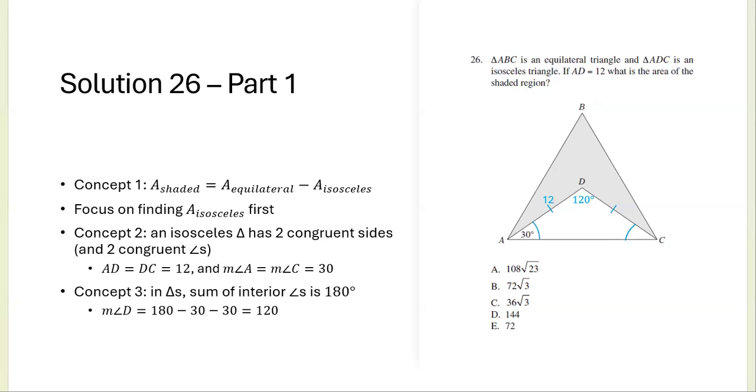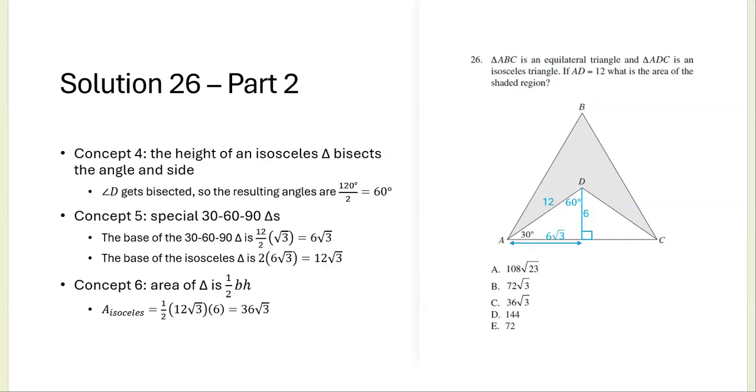Now let's continue. Again, we can do the trick where if we draw the height of an isosceles triangle, it bisects the angle and the side. So since it was 120 before, it bisects it. So this angle, the half the angle would be 60, yeah? Okay, and then it tells us that AD is 12. This is the next concept, 30, 60, 90 triangles. Since this is 12, the side opposite to the 30-degree angle would be half the hypotenuse. 12 is the hypotenuse, so over here is 6. And the side opposite to the 60-degree angle would be 6 root 3.